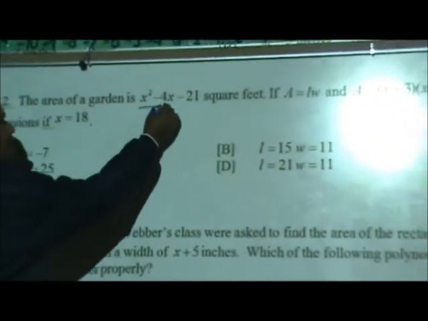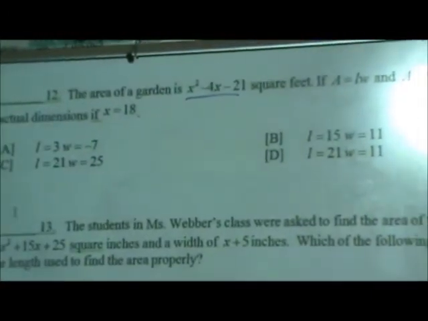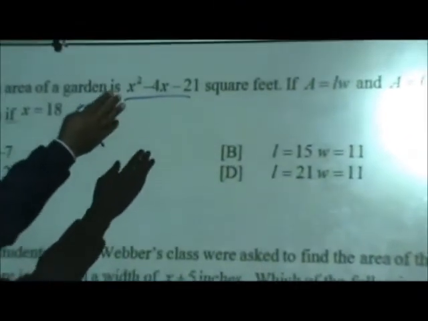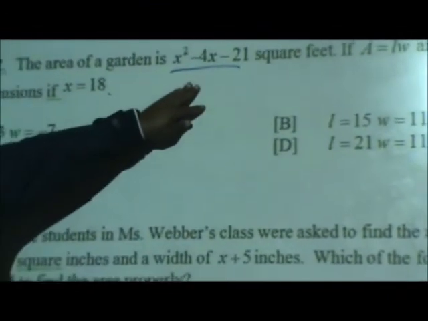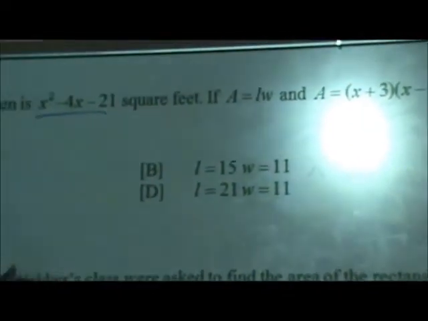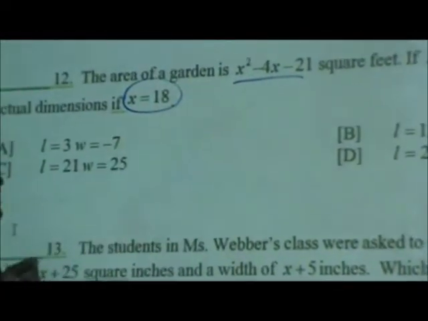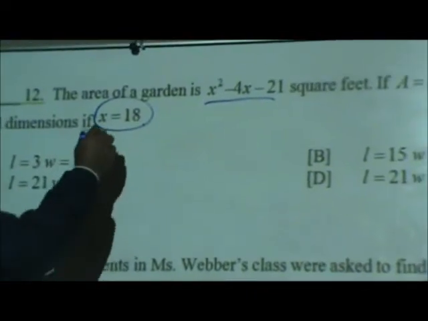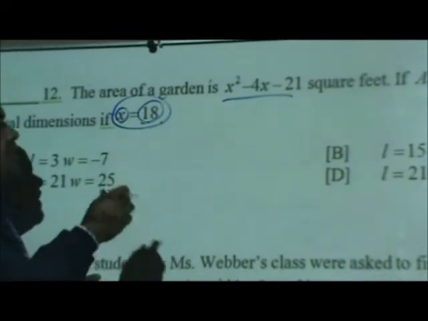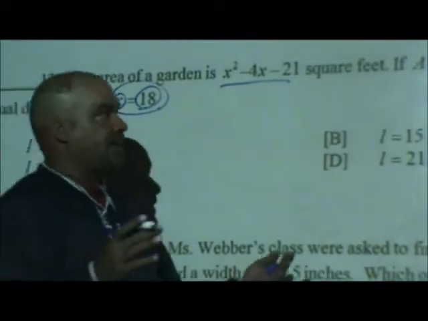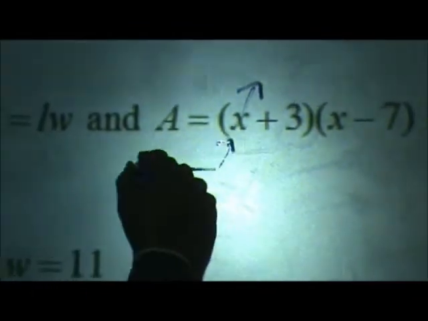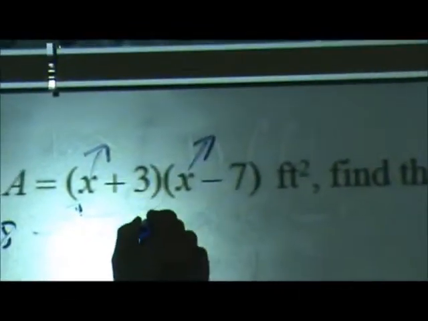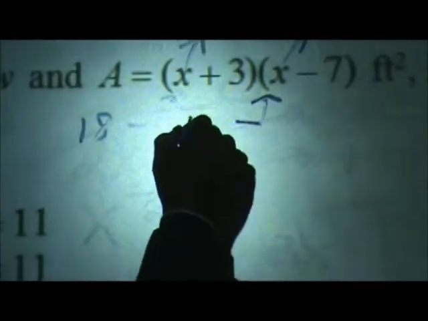Area of a garden. It must be a rectangular garden, even though they don't tell me. Whoever made this test, they forgot to put rectangular garden. But it doesn't matter. It says the area of the garden is this. Oh, maybe it could be a triangle. Because all they want to know is if x equals 18, and any time I see something equals something, they're interchangeable. I can take out x's, take you out, and put in place of you an 18.